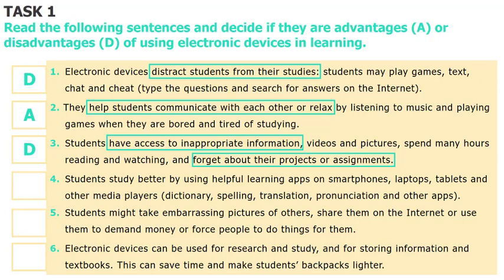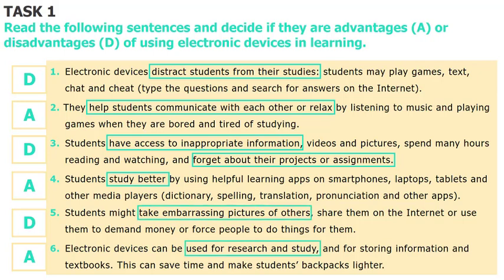Similarly, sentences number 4, 5, and 6 are advantage, disadvantage, advantage. And their evidence is study better, take embarrassing pictures of others, and be used for research and study, respectively. I think this task isn't difficult for you, right? I hope you all have had the correct answers. After finishing task 1, I think you have known some advantages and disadvantages of using electronic devices.